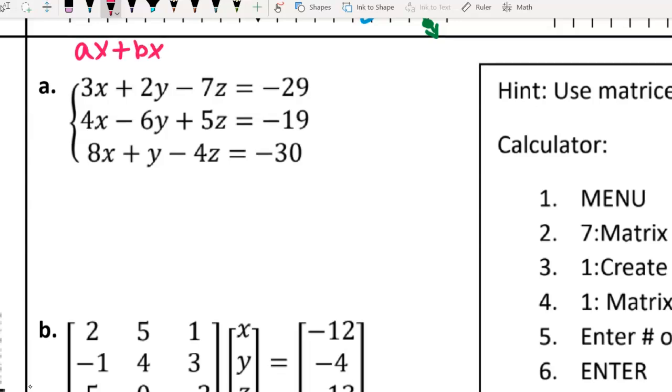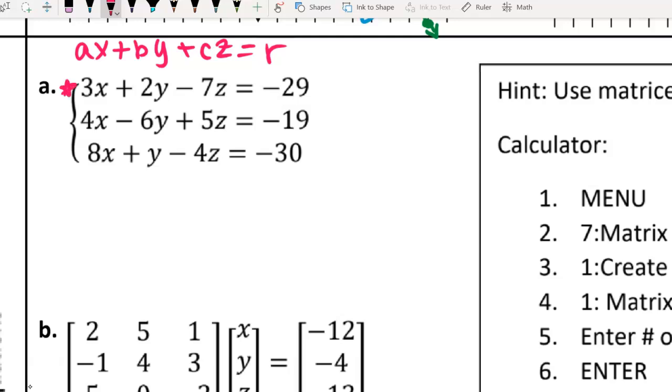AX plus BY plus CZ equals R, where R is a constant or a plain number. A, B, and C are coefficients, and then we have our variables x, y, and z. So we need to go through each of these equations and rearrange them to have x, y, and then z, and then the plain number on the other side of the equal sign.